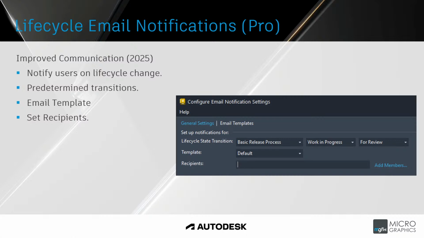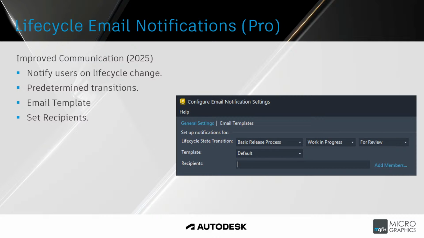Okay, then lastly, the next thing is the big one, the lifecycle email notifications. Now this is a Vault Pro update. So for those of you with Vault Basic, you wouldn't be looking at lifecycles. It's not available in Basic. But for those with Vault Pro, this has now been something that's added in.